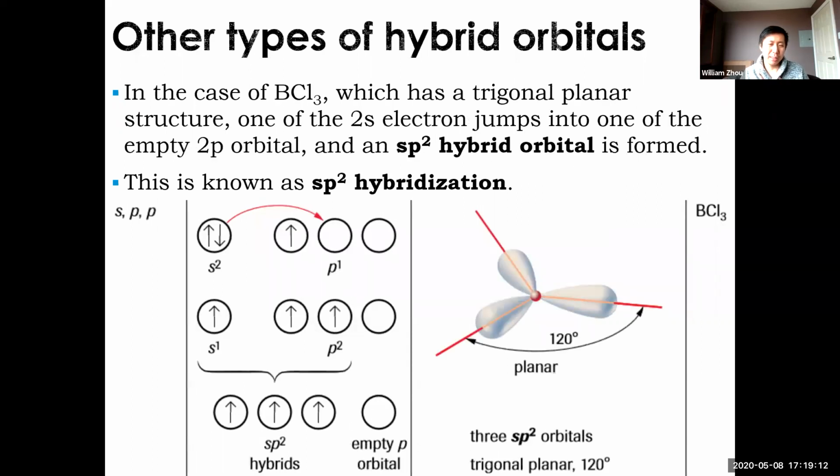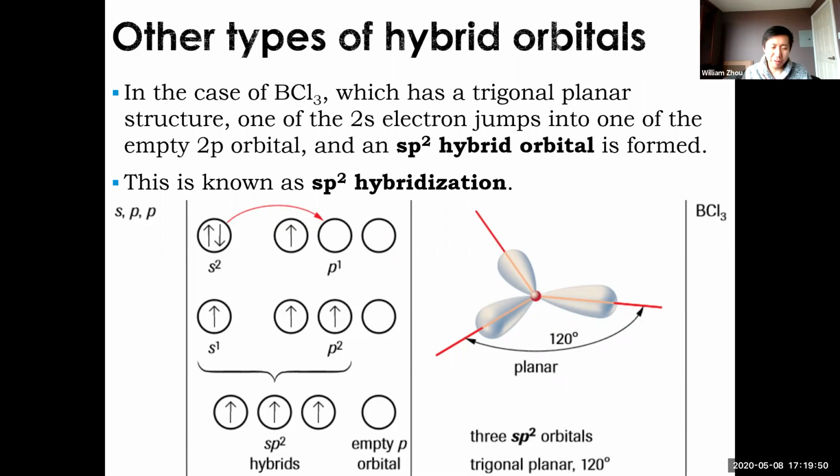If you have boron instead of beryllium, well, boron has 3 valence electrons, so it's 2s2, 2p1. And boron, we learned, can make 3 covalent bonds, so BCl3, how's that possible? Well, again, same thing. The s electron jumps into the empty p orbital in the second p subshell. So instead you have s1 and p2. And all those orbitals with the single electron will hybridize together to make an sp2 hybrid. Why is it called sp2? Because there's one s and two p's.